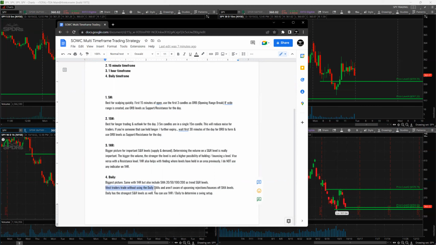Most traders trade without using daily SMAs and are not aware of upcoming rejections and bounces off these levels. Daily has the strongest SNR levels as well. You can use 1 hour and daily to determine a swing setup. So once you're done trading, you have 30 minutes to figure out what's a good setup for tomorrow's swing. Go ahead and use a 1 hour and daily setup.